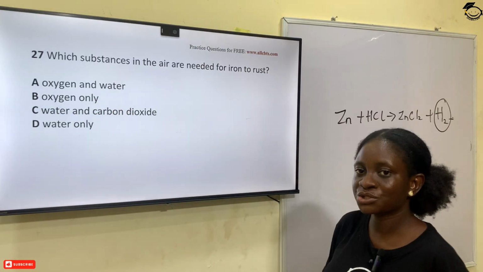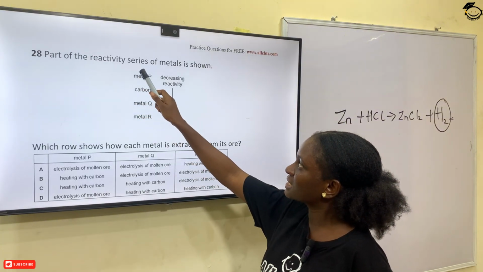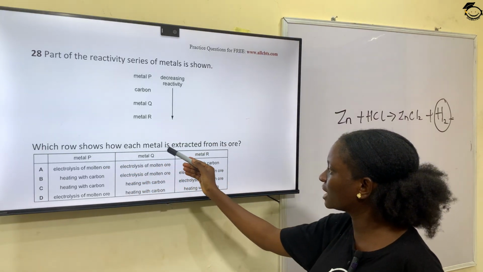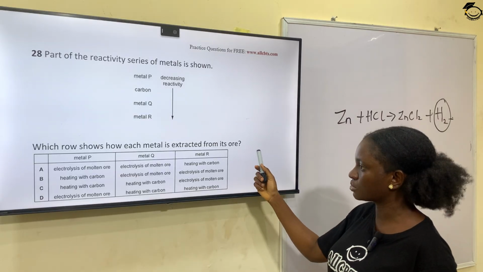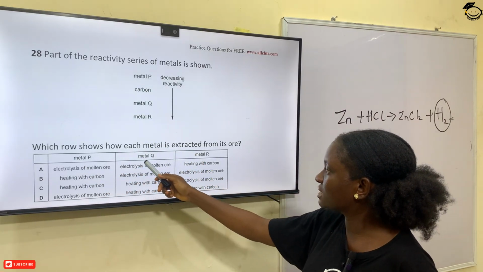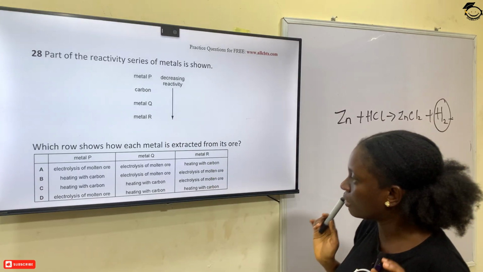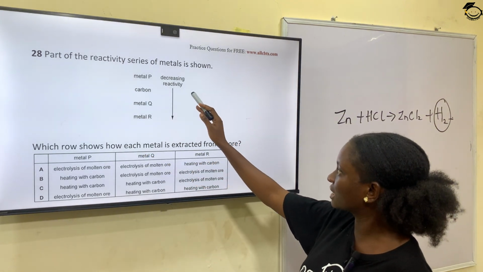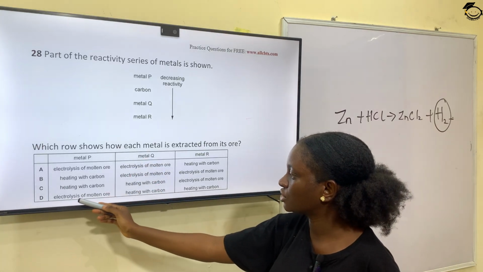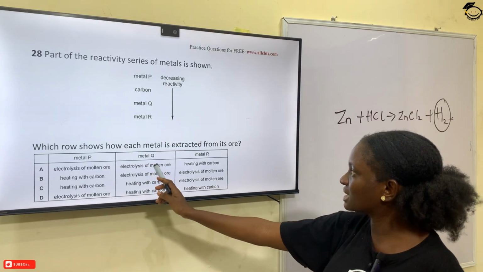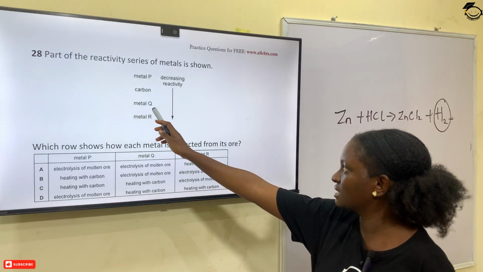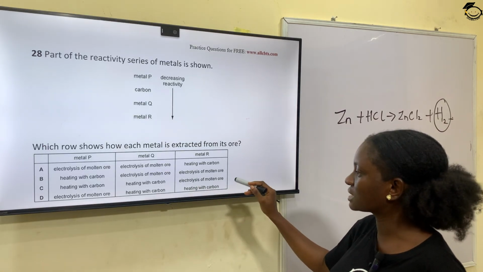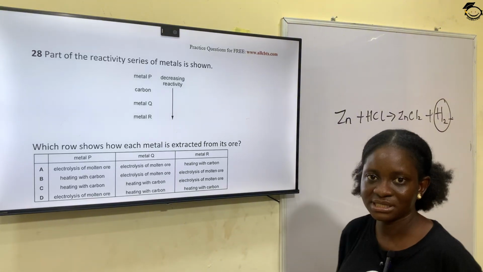Option A. Question 28. Part of the reactivity series of metals is shown here. So which row shows how each metal is extracted from its ore? So this is metal P, metal Q, and metal R. So the only option that shows how each metal is extracted from its ore is electrolysis of molten ore for metal P, then metal Q, heating with carbon. This is how it is extracted. And metal R is extracted by heating with carbon. So option D is the correct answer.